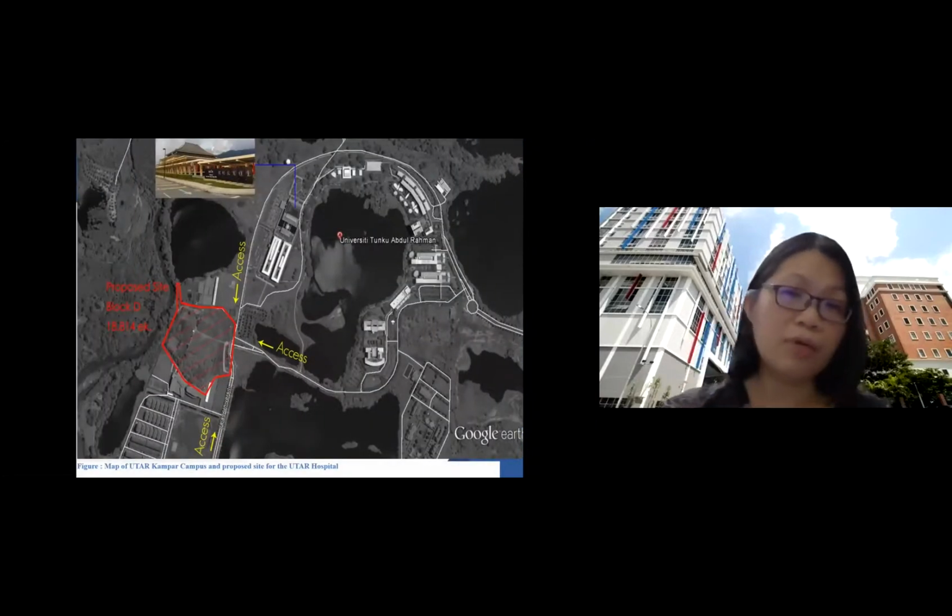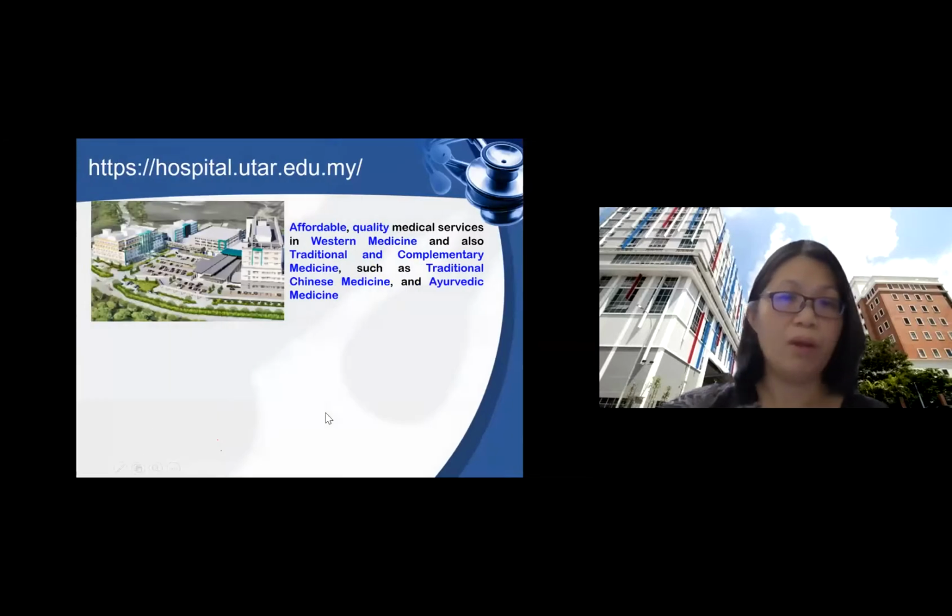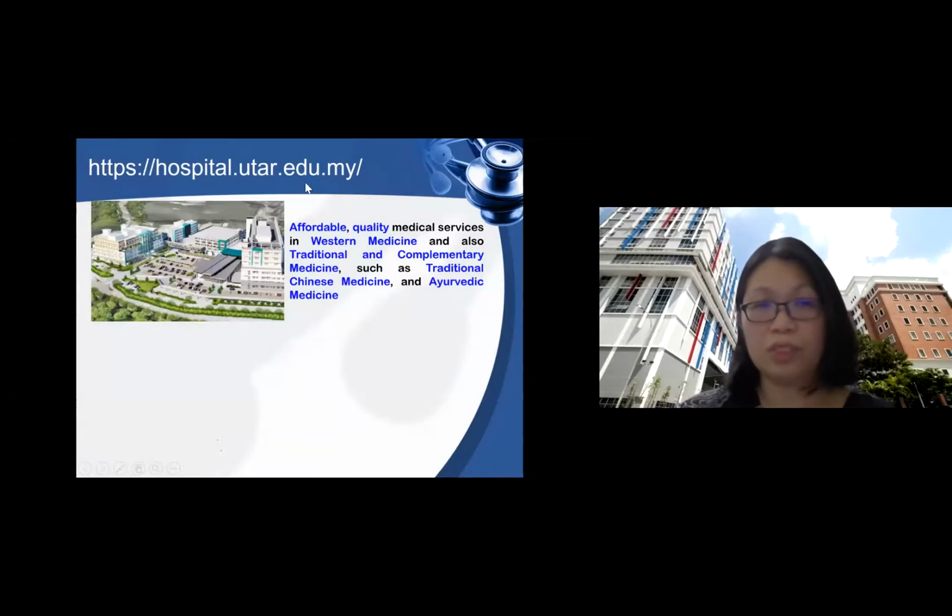Okay, this image shows the location of the UTAR hospital. This is the UTAR Kampar campus, and the UTAR hospital is situated in the area highlighted in the red box here. If you want to know more about UTAR hospital, you can visit this website. The aim of setting up this hospital is to provide affordable quality medical service in Western medicine, traditional and complementary medicine, as well as Chinese and Ayurvedic medicine to the local community.